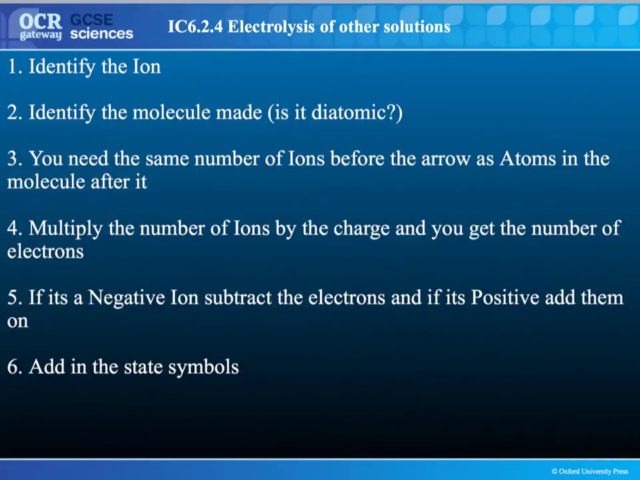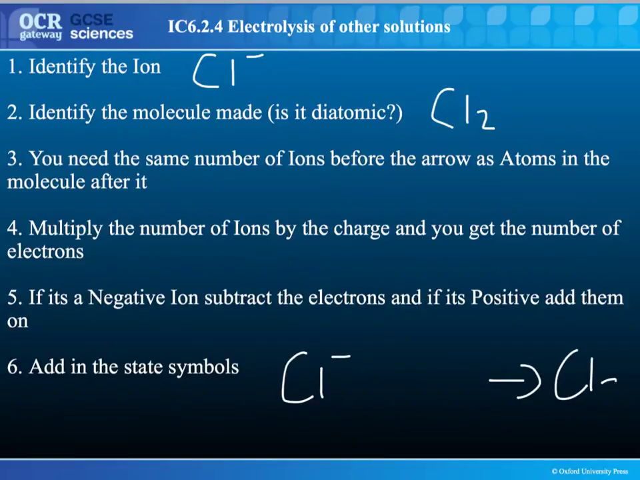Higher tier candidates need to know how to construct half equations for the processes going on at the electrodes. Half equations usually just involve one ion and one product. So if we take, for example, formation of chlorine gas at the anode, the first thing to do is to identify the ion. A chloride ion is Cl-. At the anode, chlorine gas is produced. So we have chloride ions forming chlorine gas.